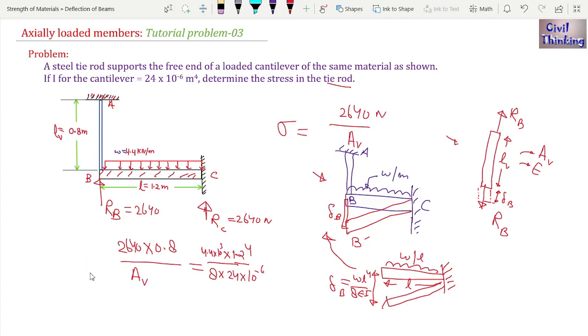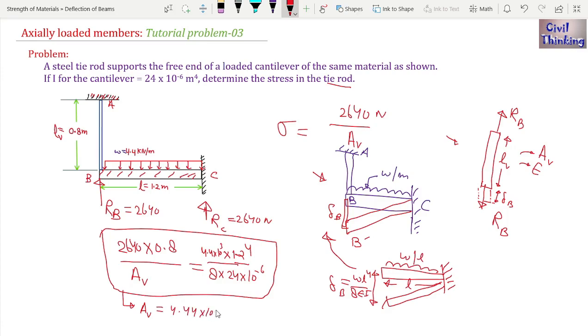Now you have this equation, and you can clearly see you can find the value of AV from here, because everything is given, just AV is unknown. So when I use the calculator, from here we found AV to be 4.4 multiplied by 10 to power minus 5 meter square, right?